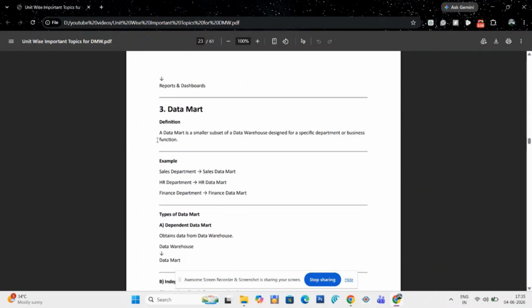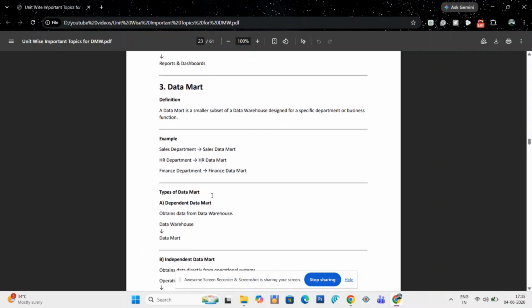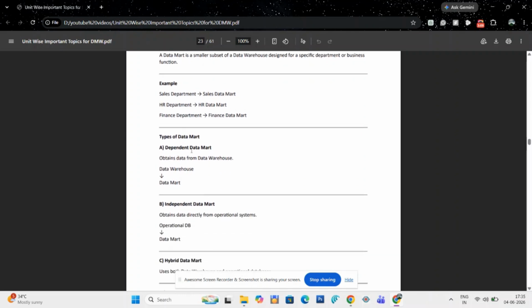What is a data mart? A data mart is a smaller subset of a data warehouse designed for a specific department or business function. For example, the sales department with a sales data mart, the HR department with an HR data mart, and the finance department with a finance data mart. The types of data mart are dependent, independent, and hybrid data mart.